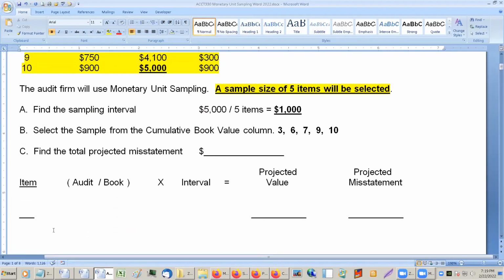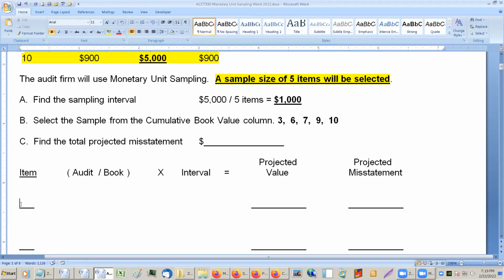Okay, so coming down here, the first one was item 3. So we audit over the book.